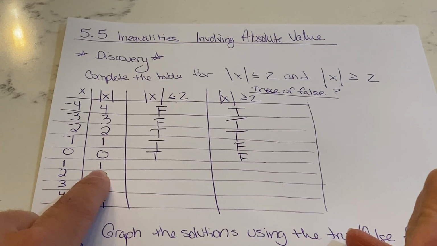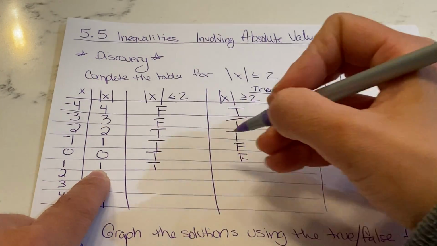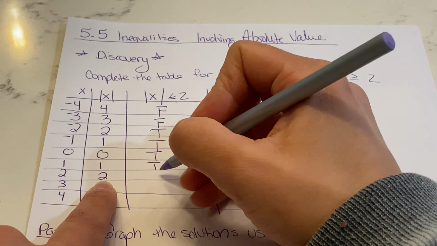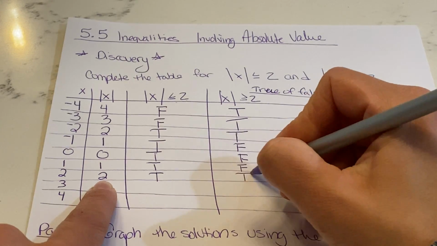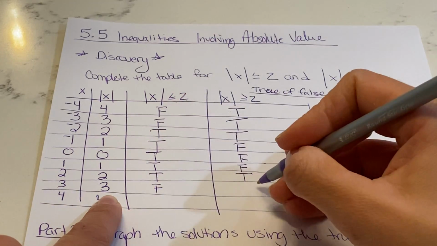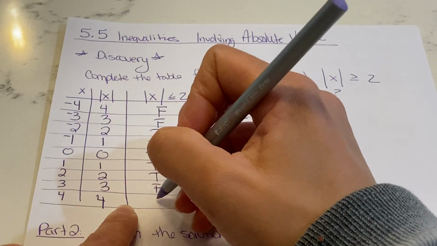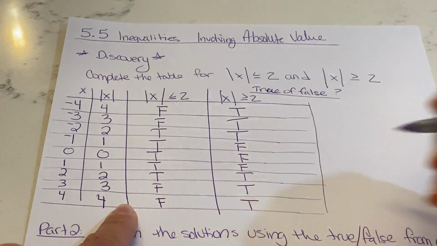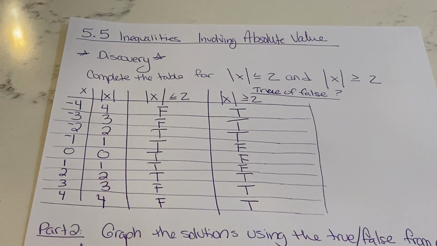Okay, so now let's plug in 1 again. Is 1 less than 2? True. Is 1 greater than 2? False. Now let's plug in 2. Is 2 less than or equal to 2? True. And this would be true also because it's equal. Is 3 less than 2? False. Is 3 greater than 2? True. Is 4 less than 2? False. And is 4 greater or equal to 2? True. Okay? So now, let's graph.